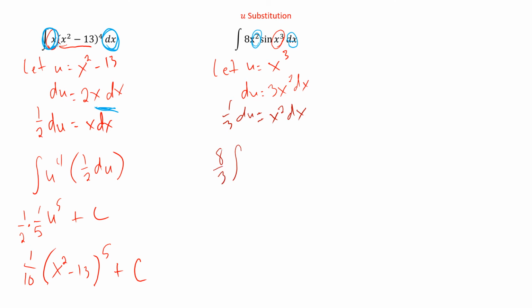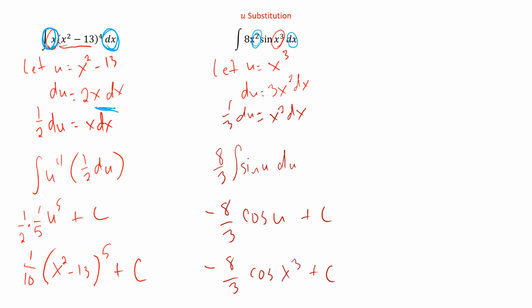And then the x dx will become the du. The 3rd was already taken care of. And then we have sine of u. What's the antiderivative for sine of u? We have negative cosine u. So I have negative 8/3 cosine u plus c. Plug back in for u. Negative 8/3 cosine of x to the 3rd plus c.